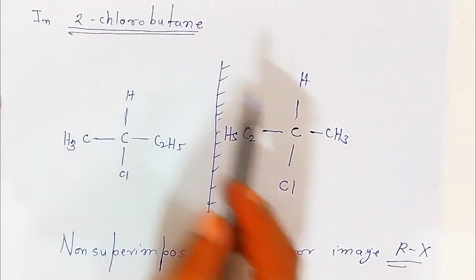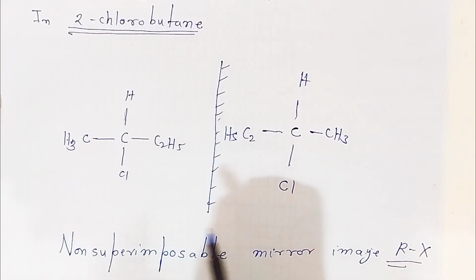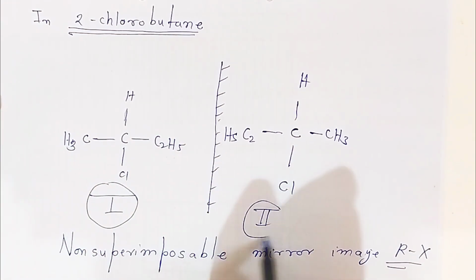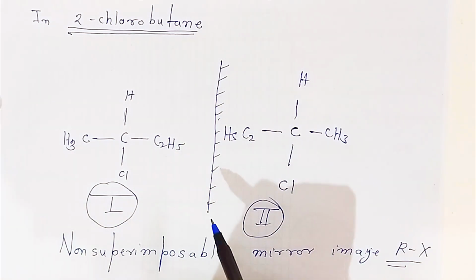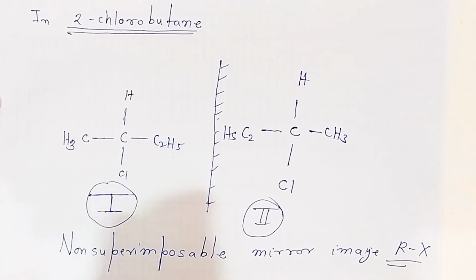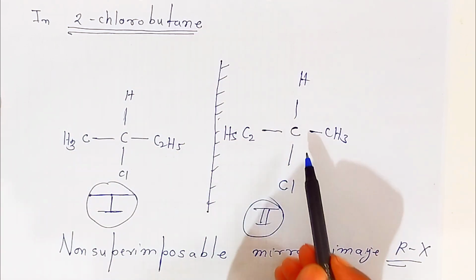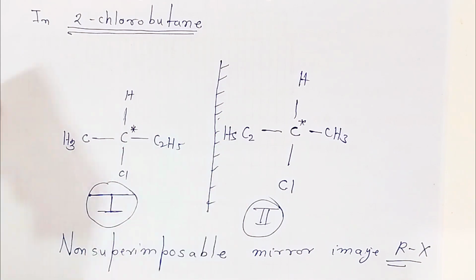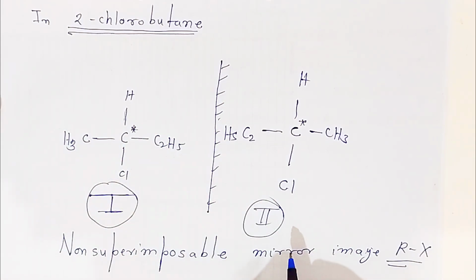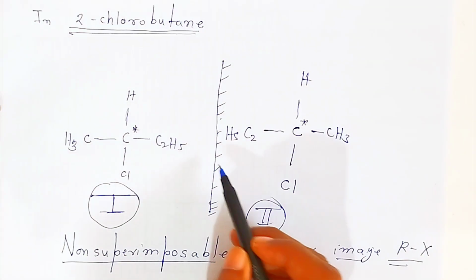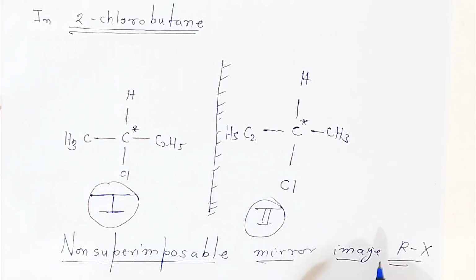So students, 2-chlorobutane has non-superimposable mirror images. When you see the mirror image of these molecules, the first and second, both are 2-chlorobutane. They are non-superimposable mirror images. If you keep this molecule on the other, they will not overlap. Understanding, students? Because of this chiral carbon they are non-superimposable mirror images of each other. This is the optical property. If they are optical isomers, they are non-superimposable mirror images of each other.